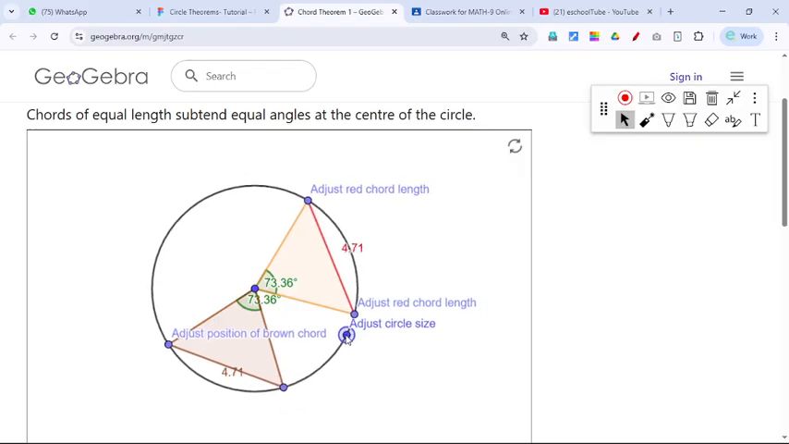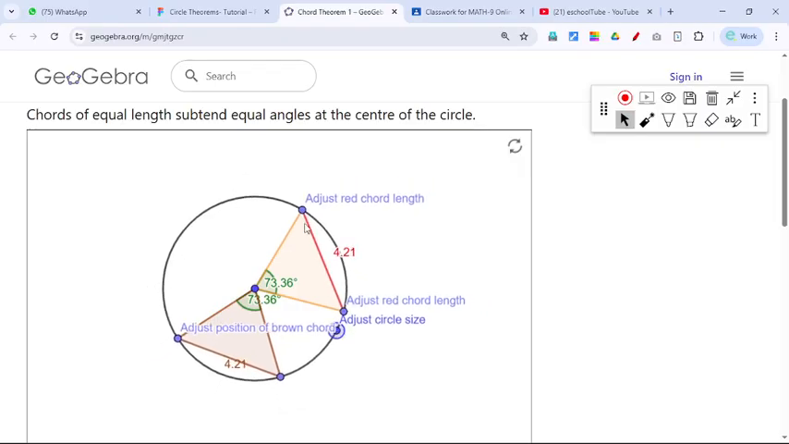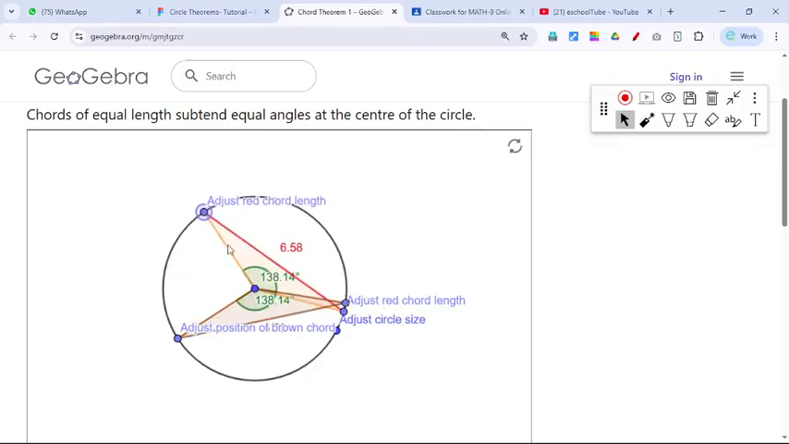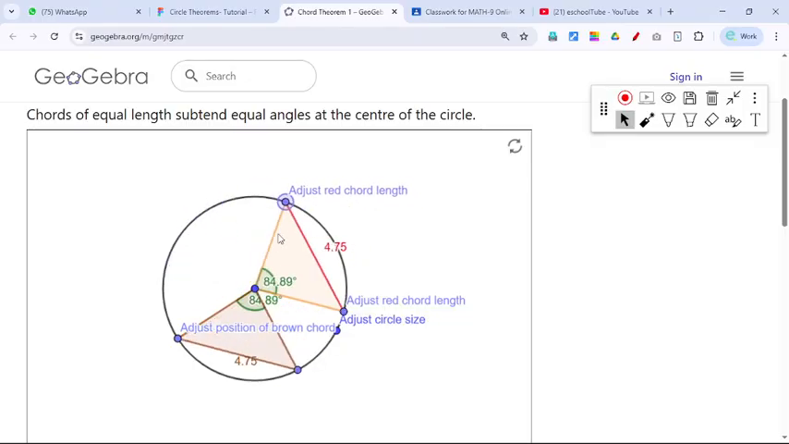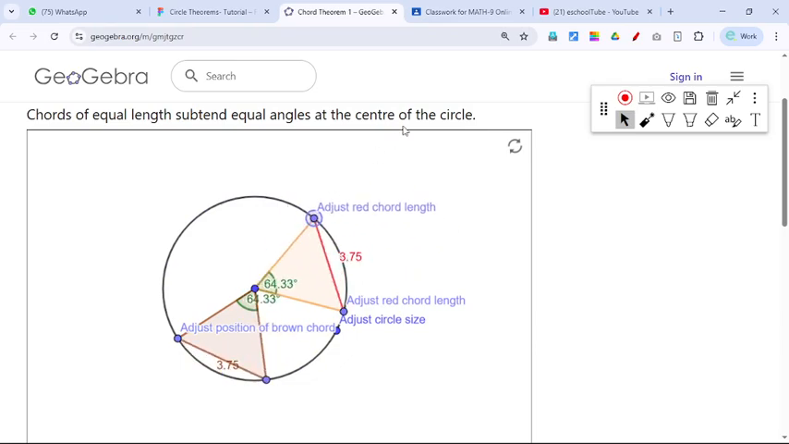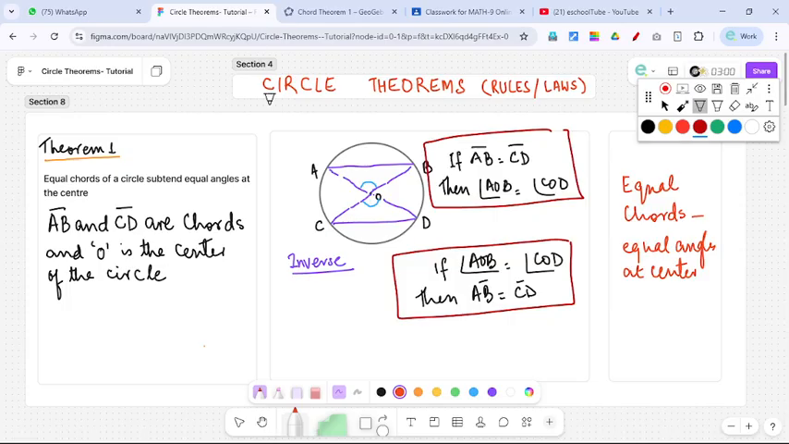Suppose you keep on changing the point, the angle at the center remains the same. So this explains the theorem, this point, that equal chords make equal angles at the center.